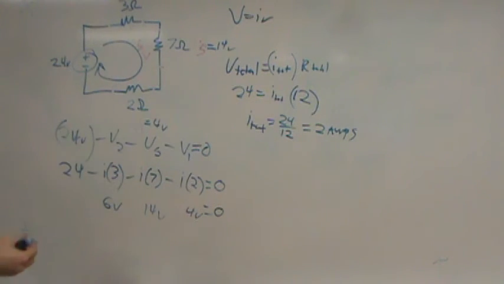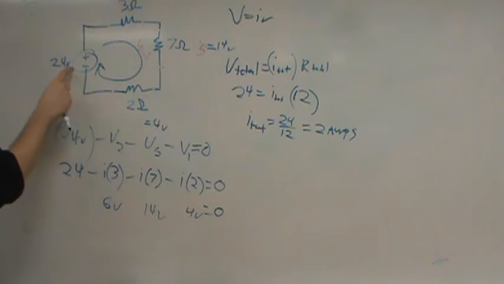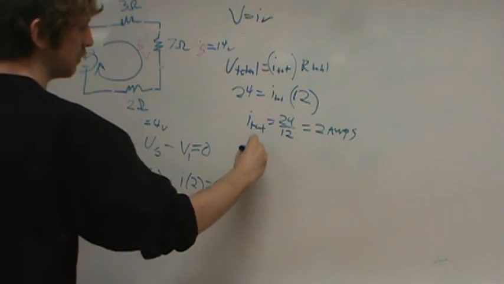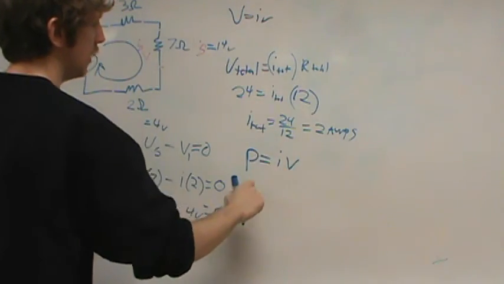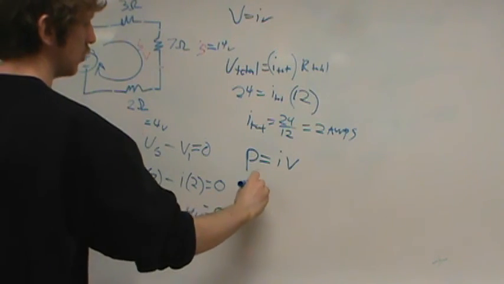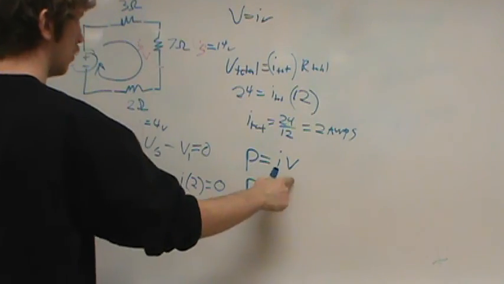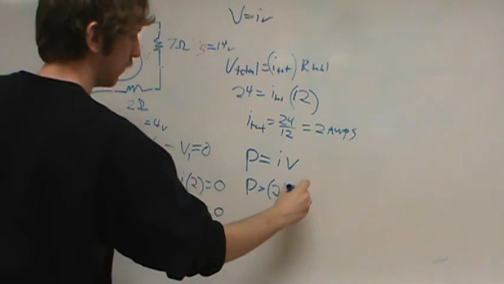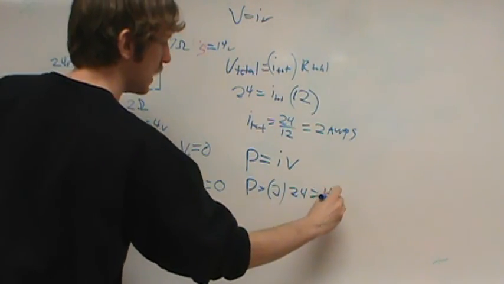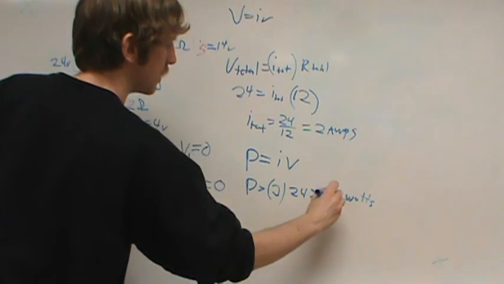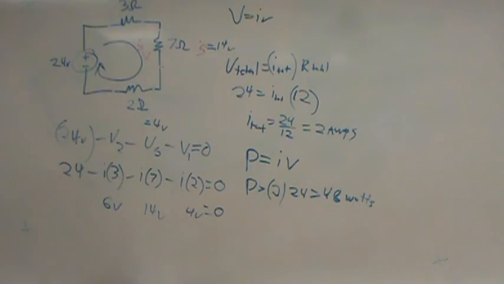The last part of this problem we want to know is what is the power delivered by this source. Power in equals power out, but right now, just what is the power delivered by this source? Power equals IV. So power equals the total current, which is 2 amps, times the total voltage, which is 24, equals 48, and the units of that is watts. 48 watts. And so that's how we solve this type of problem.